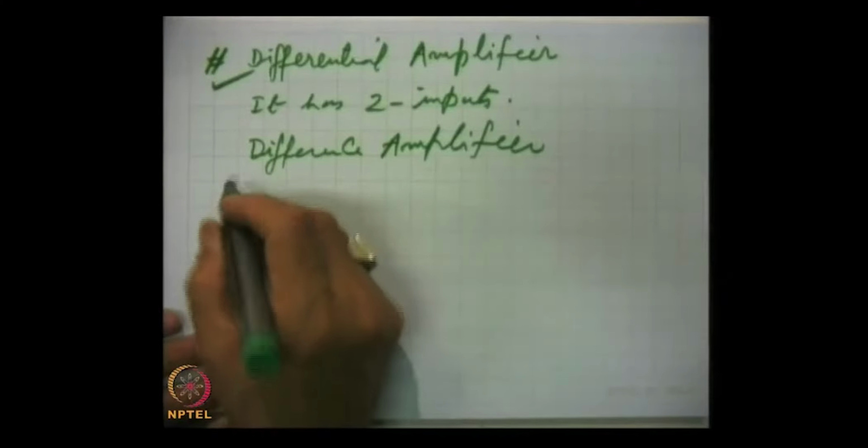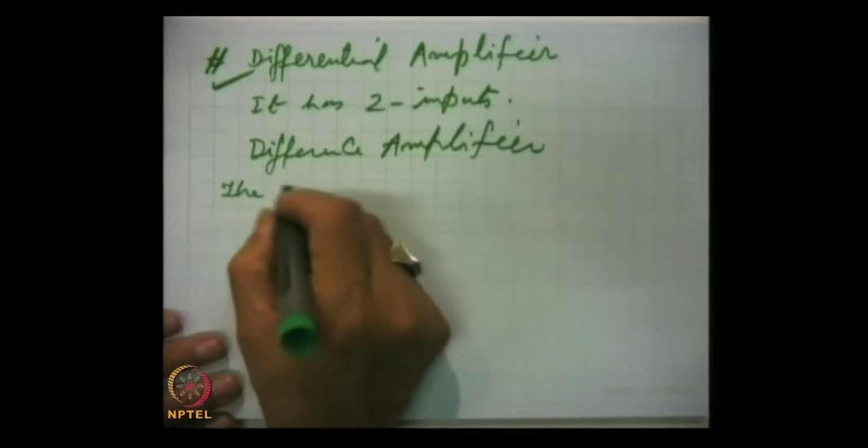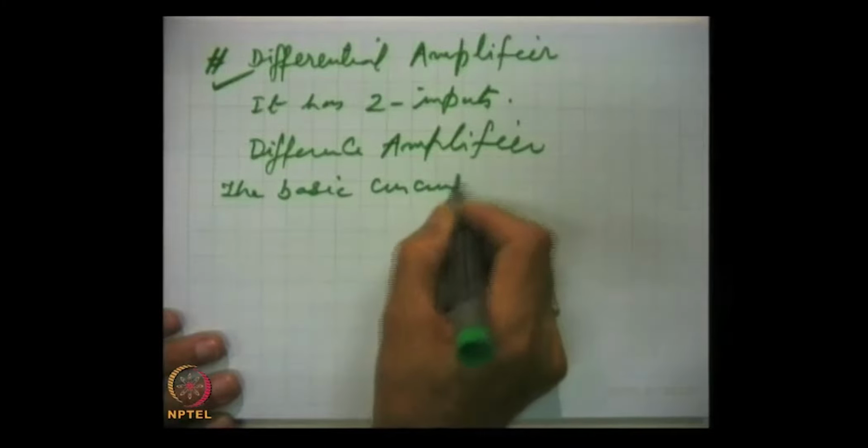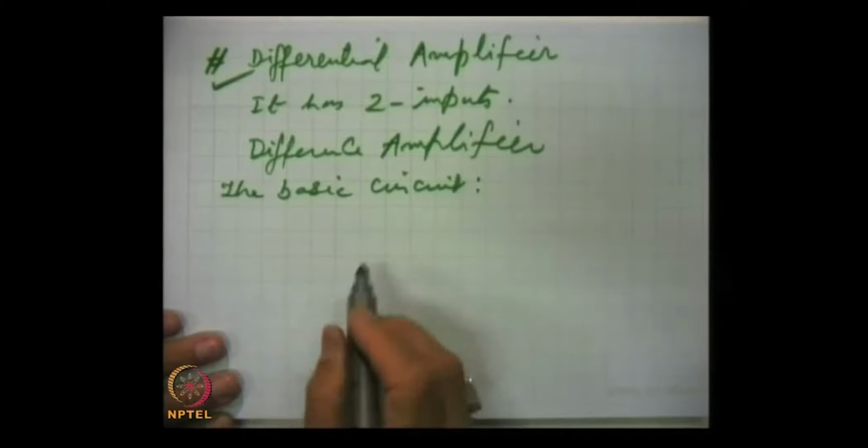Now, what is the basic circuit? First, let us talk about the basic circuit and why it is so important, why we should give so much importance to the differential amplifier. Those features we will bring out. So, the basic circuit for the differential amplifier is this.